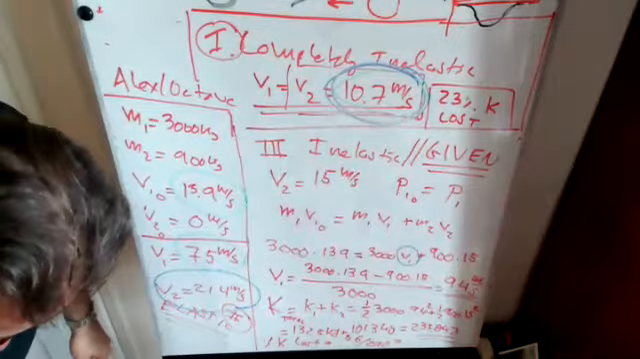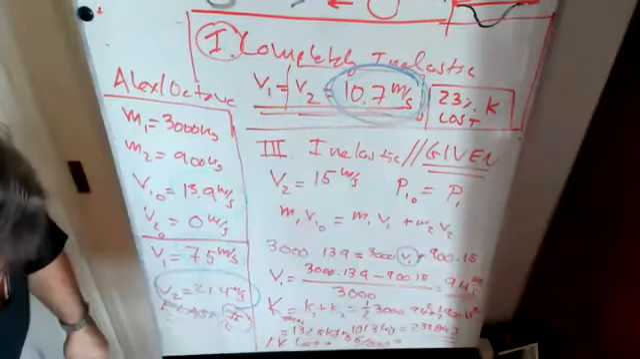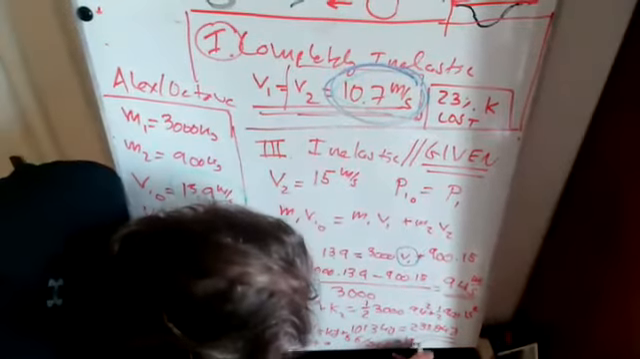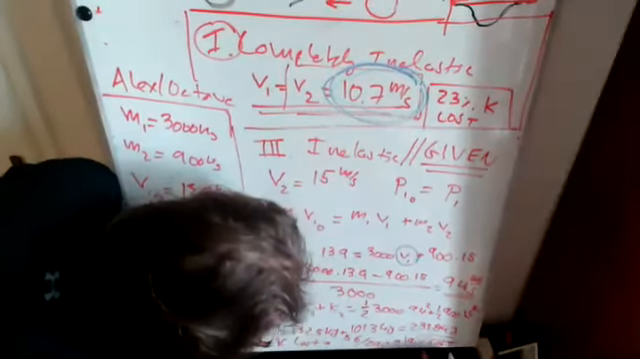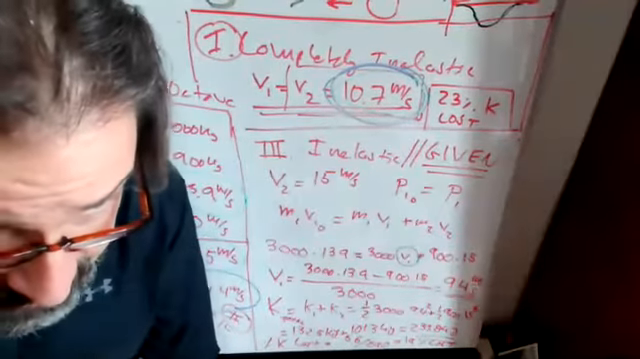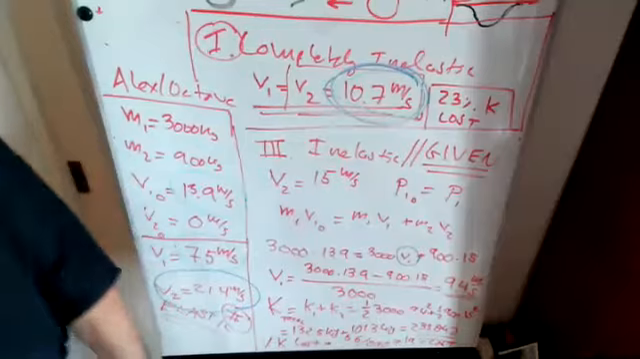So 56 divided by 290, I get 19% lost. 19% lost. Okay? And which is less than what happens in a completely inelastic collision. Okay, so let's scroll back up here.